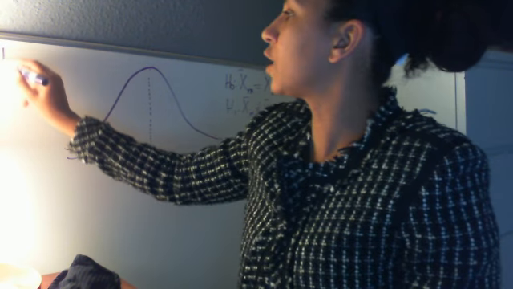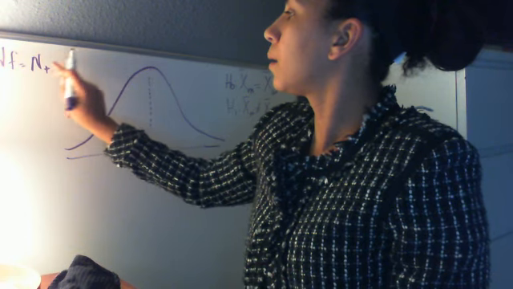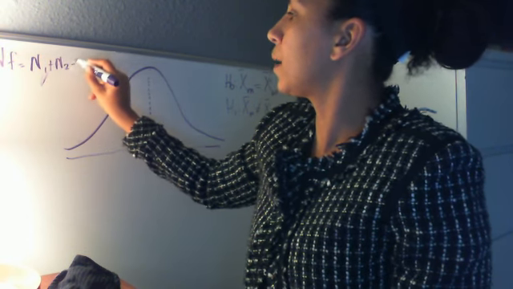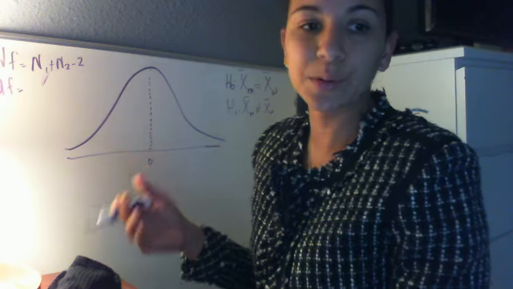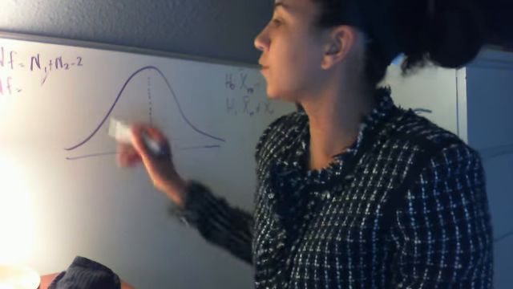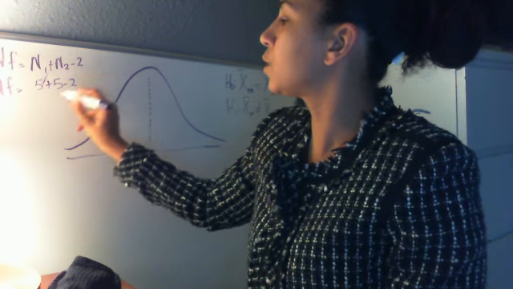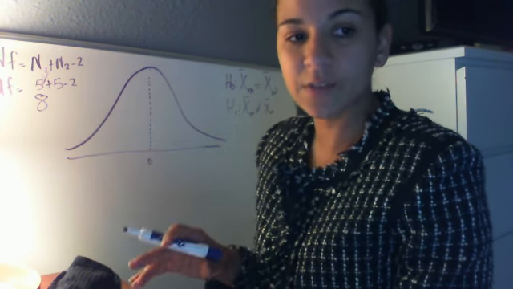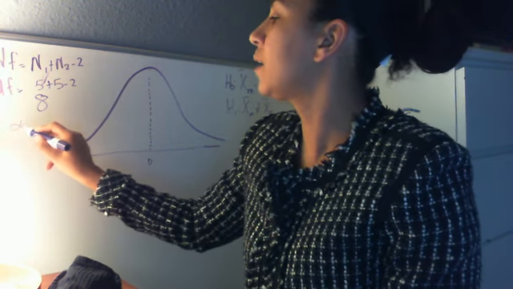I know my degrees of freedom in a t-test is equal to N1 plus N2 minus 2, all right? So my degrees of freedom for this problem, and for each test it's going to be different. In the next chapter when we do ANOVAs, the degrees of freedom is completely different. I'm going to have 5 plus 5 minus 2. So my degrees of freedom is 8.